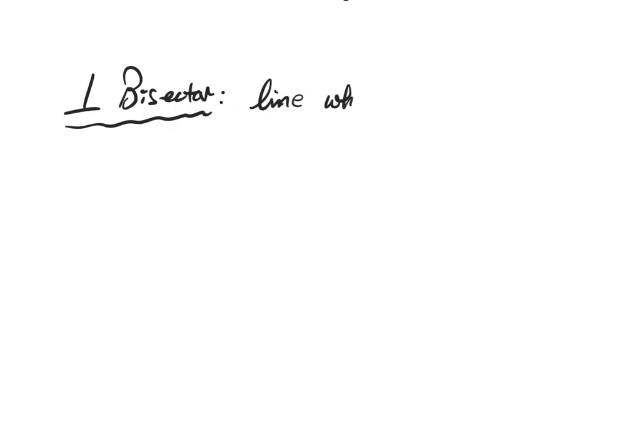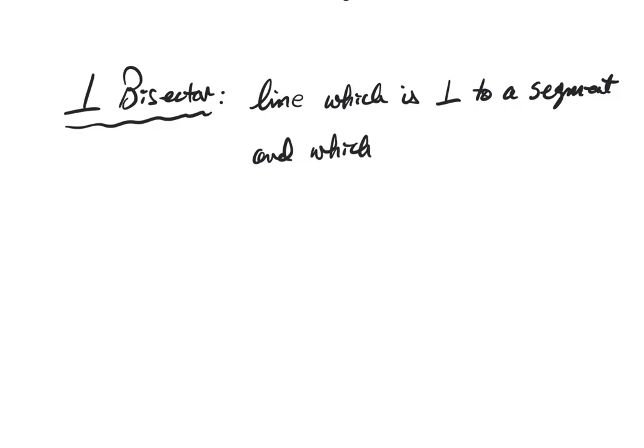So in Section 6.1, the first type we're going to look at is what's called a perpendicular bisector, and our definition is pretty simple. This is just going to be a line which is perpendicular to a segment and which bisects the segment. And remember, bisect means cut into two equal parts.